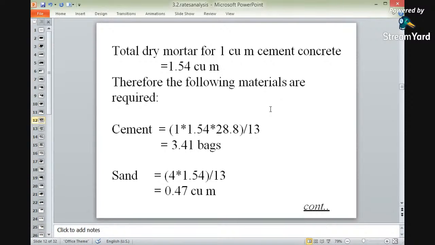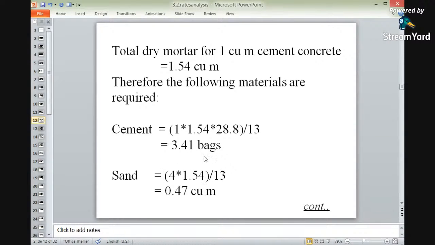What about sand? How much percentage of sand is there? Again, what are these fractions for 28.8? This has been converted into bags. Here we are calculating in cubic meters. So how many bags per cubic meter? Per cubic meter it is 28.8. So we have multiplied with 28.8 in order to convert this into bags. So it comes to be 3.41 bags. What about the sand?